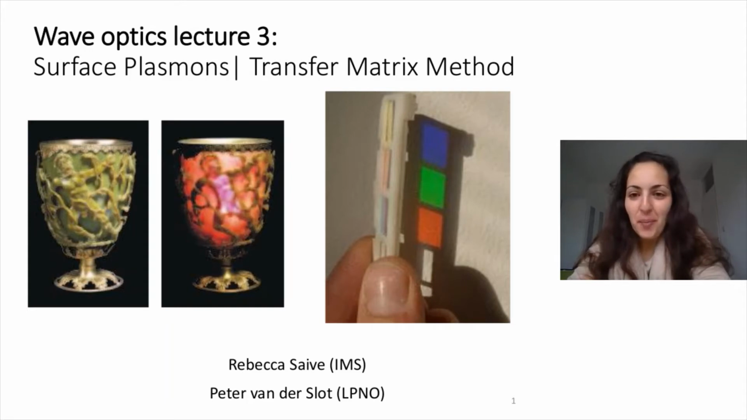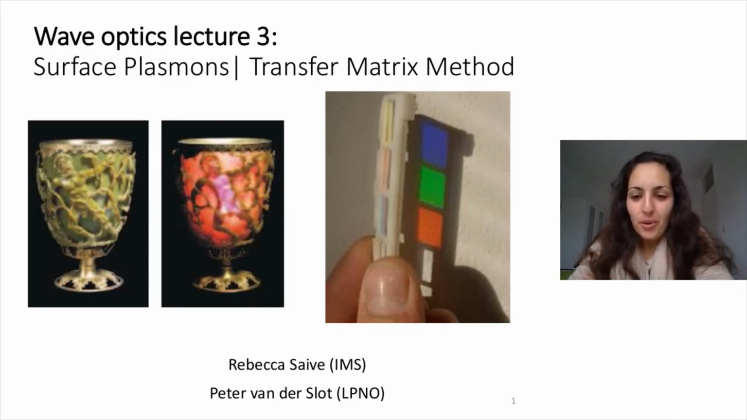Anyways, so today we are going to talk about two very colorful topics. Now, it's of course not true, but they can be used in order to produce very interesting color effects, namely, on one hand surface plasmons, and on the other hand the transfer matrix method.